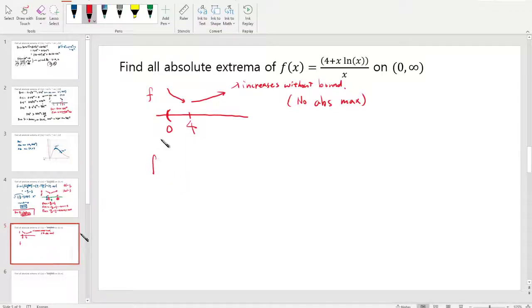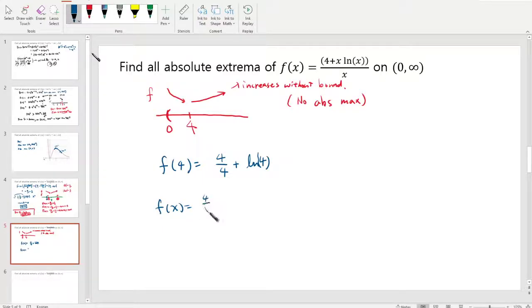So let me change the color. Let's evaluate the function f at 4, which is 4 over 4 plus ln of 4. Okay. So I'm using this formula that we figured out, that f of x is 4 over x plus ln of x, right? So from this, when I plug in 4, this is what I get, and that's equal to 1 plus ln of 4, and that is the absolute minimum.